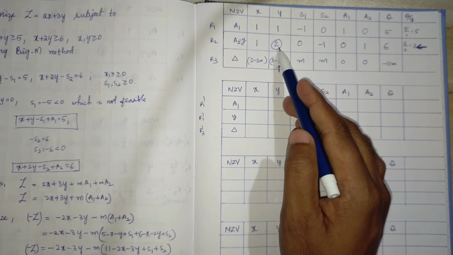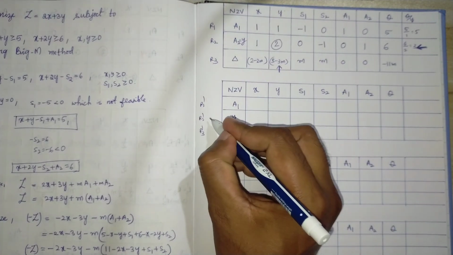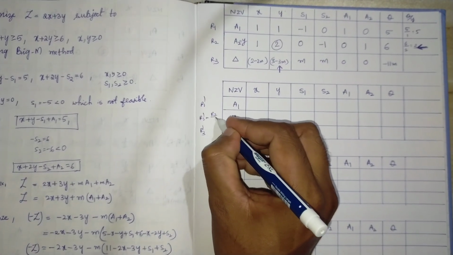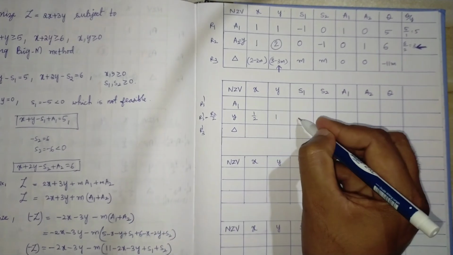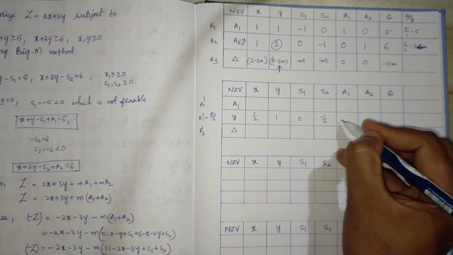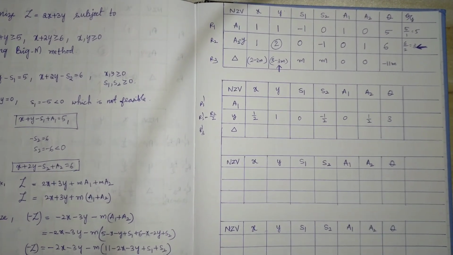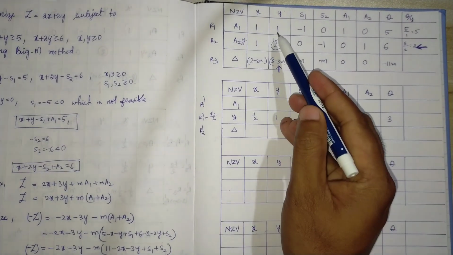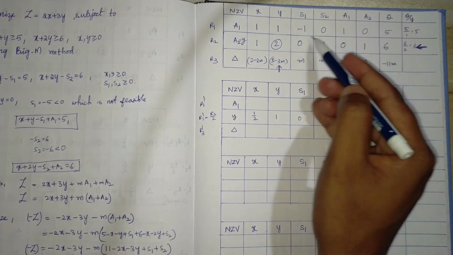Okay, fine. So we have to make this pivotal element as 1. How can you do that? Let us divide the entire row by 2. So r2 dash will be what? Which is r2 by 2. So which is nothing but 1 by 2, 1, 0, minus 1 by 2, 0, 1 by 2, 6 by 2 is 3, right? So this is your new pivotal row. This is your old pivotal row.